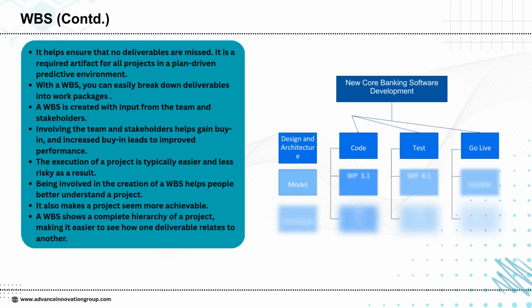A work breakdown structure makes sure no deliverables are missed by breaking the project into smaller work packages with team and stakeholder input. This involvement builds buy-in and improves performance, while also making the project easier and less risky to execute. WBS helps people clearly understand the project, provides a complete hierarchy of deliverables, and makes the work feel more achievable by showing how each part connects to another.